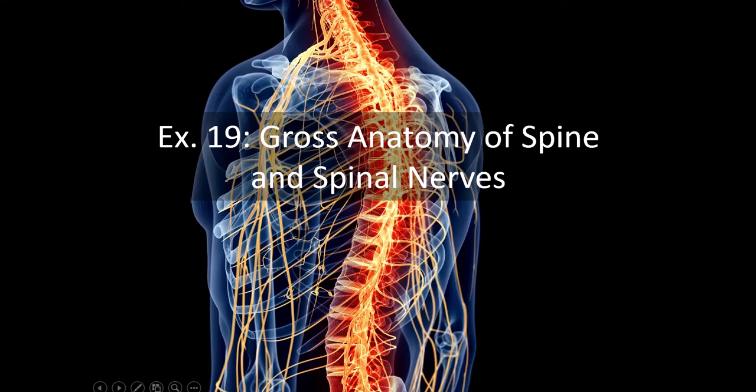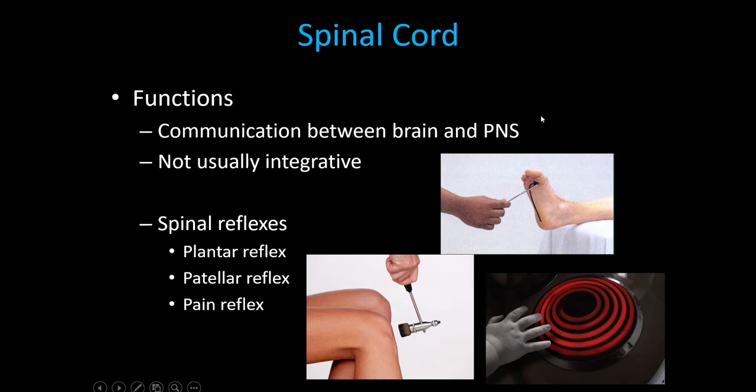Welcome students to exercise 19, which is going to focus on the gross anatomy of the spinal cord as well as the spinal nerves, since they originate on the spinal cord even though they are part of the peripheral nervous system. In terms of what our spinal cord does for us, it's mostly really just communication between the brain and the rest of the nervous system, the peripheral nervous system.